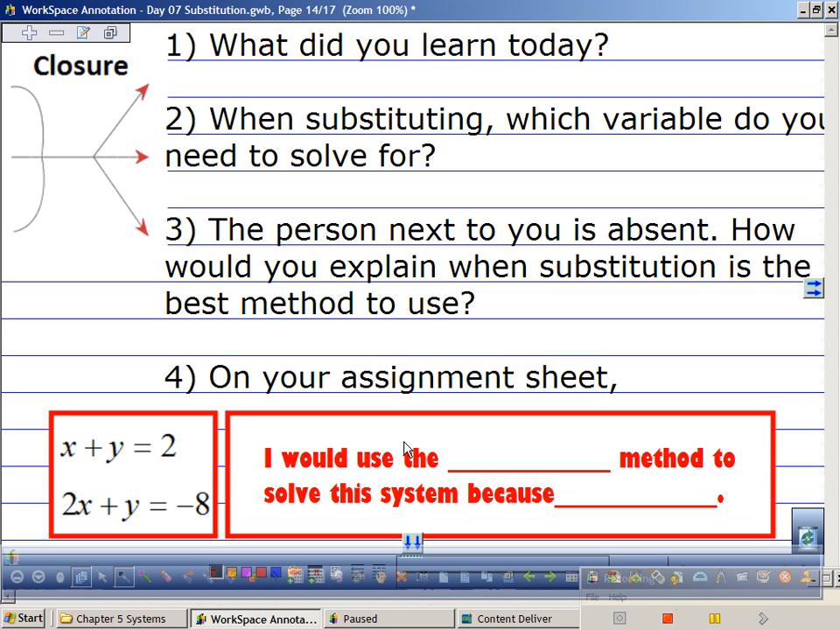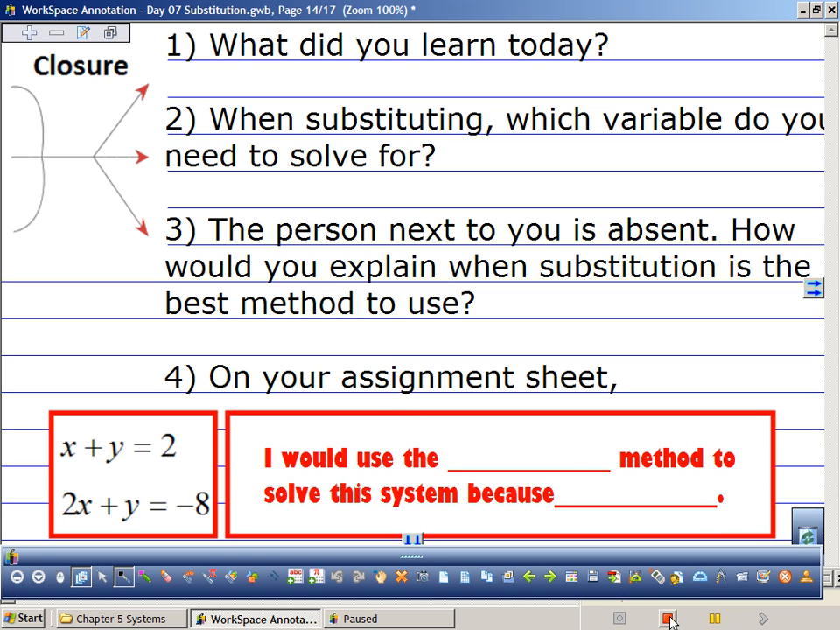So on your assignment sheet, I would use the blank method to solve this system because. Please write that down.